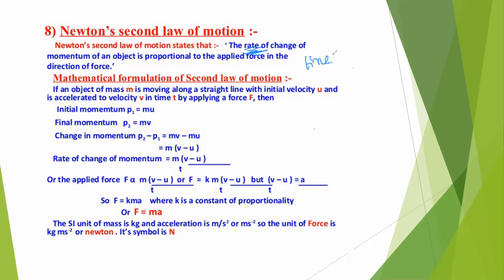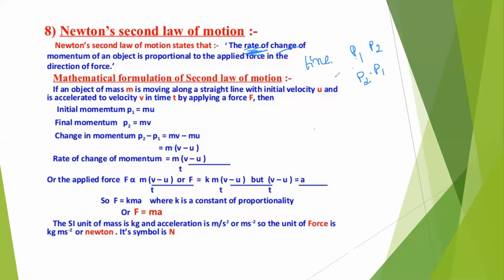So what is changing with respect to time? The momentum is changing. They are saying change of momentum. I told you already, the momentum is denoted by the letter P. Suppose the initial momentum is P1 and the final momentum is P2, then how do we take the change in momentum? We write it as P2 minus P1. So the change in momentum is written as P2 minus P1, and it is changing with respect to time.